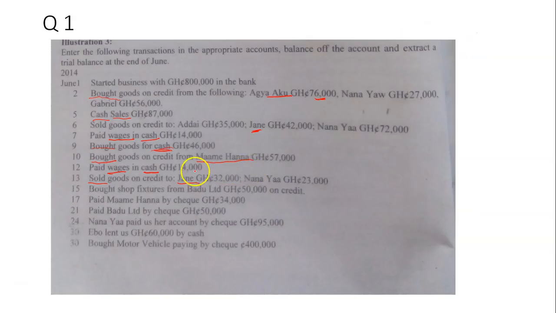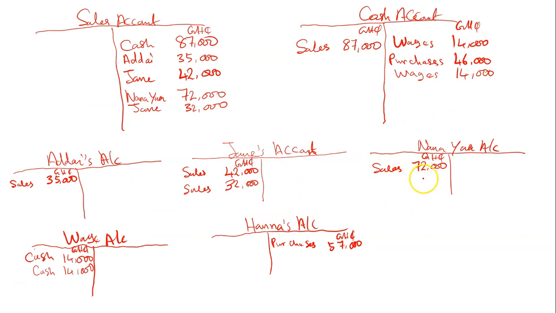Then who is the next person? The next person is Nanaya. You sold goods on credit to Nanaya, 23,000. So Nanaya's account is increasing. So we go and what? Debit Nanaya's account. So when we come here, we debit Nanaya's account 23,000 in the name of what? Sales. So when you go to sales account, you credit sales account in the name of Nanaya, 23,000. Then let's move on to the next transaction.